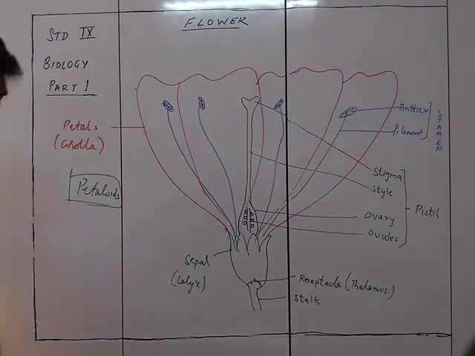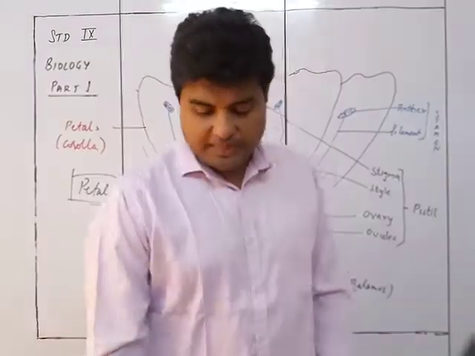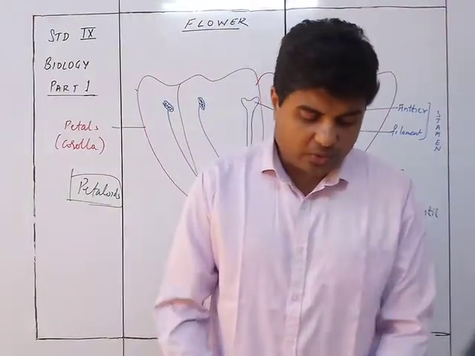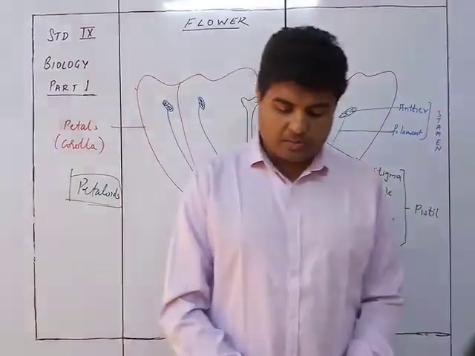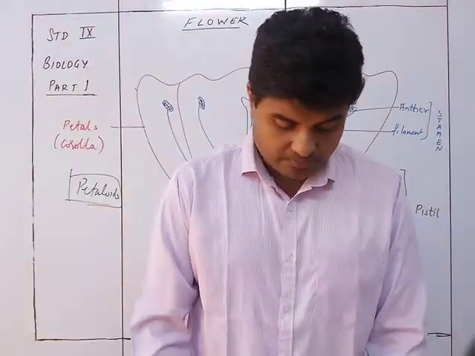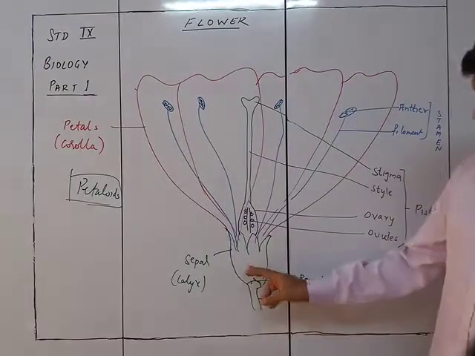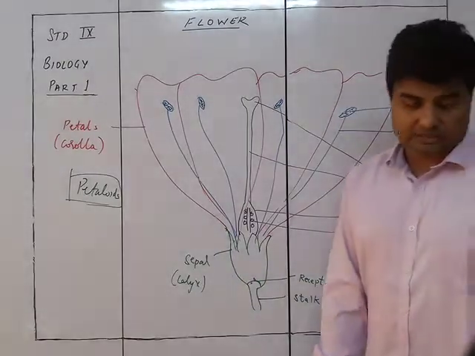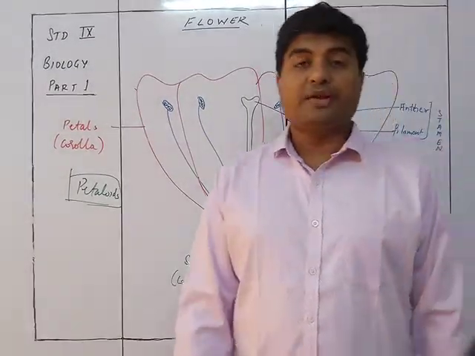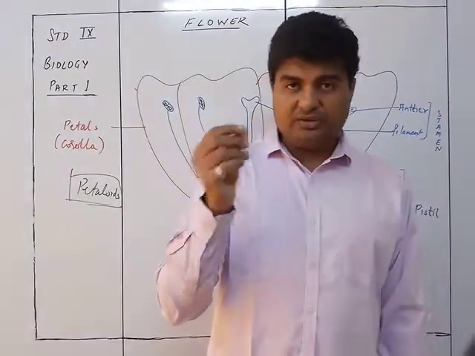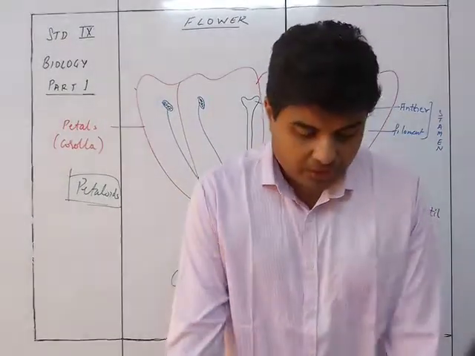So now we continue with the chapter flower, and we are going to see the general description of the floral parts of the flower. The first one is the calyx. We first start with the green part over here, which is the calyx, also called the sepals. The sepals are individual parts. Calyx is the collective name.